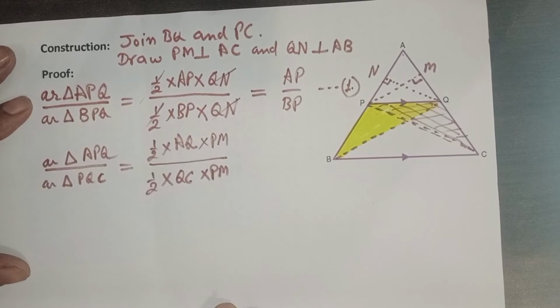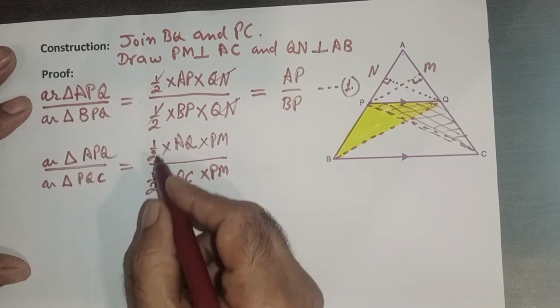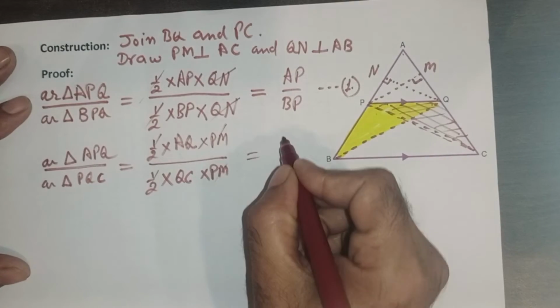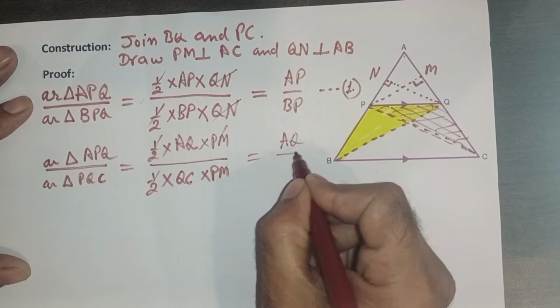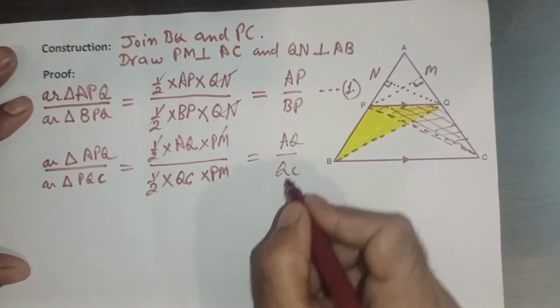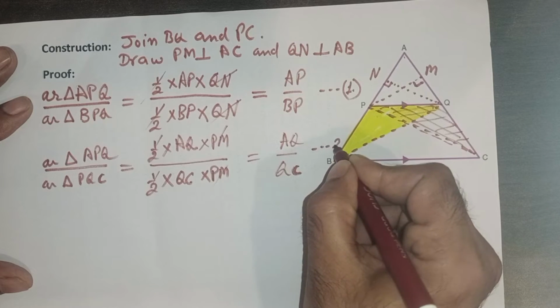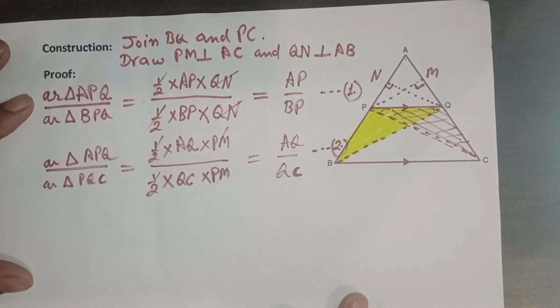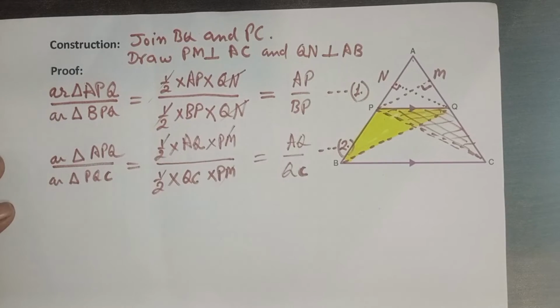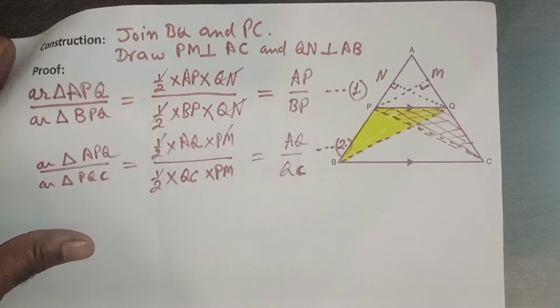PM is the altitude. So now you can see half is gone by half, PM is gone by PM. So now we have got AQ upon QC. Let us name this result as result number 2. Now students, we shall take a break to understand another concept which we are going to apply here.